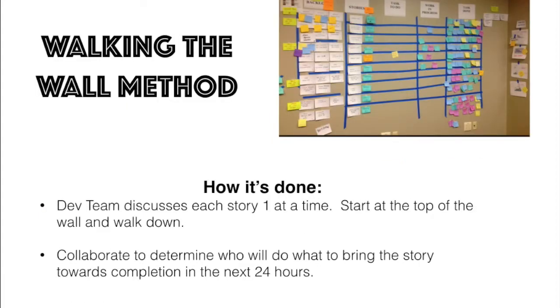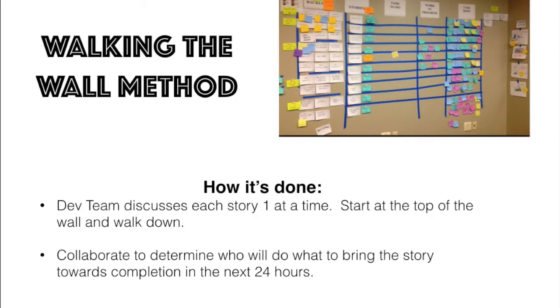The second method I'd like to talk to you today about is walking the wall. The walking the wall method is pretty simple. Basically, you have your Scrum board that you use on the wall, whether it's from your electronic tool or a paper board on the wall. And the team starts at the top of the wall with the first unclosed story and they discuss the stories one at a time.